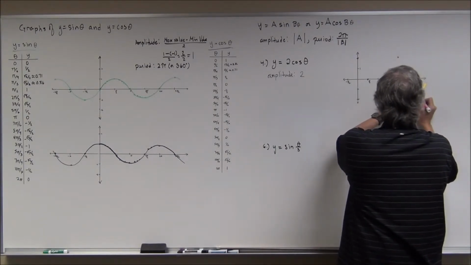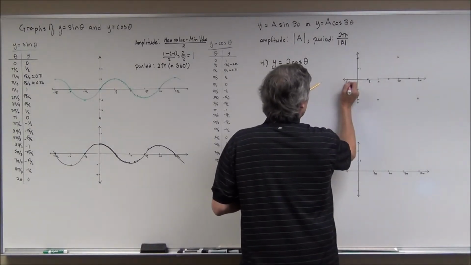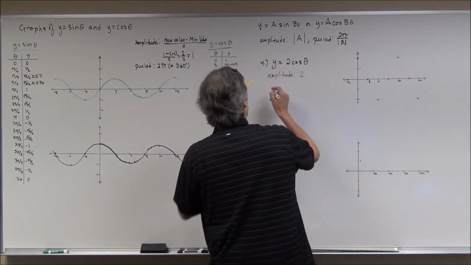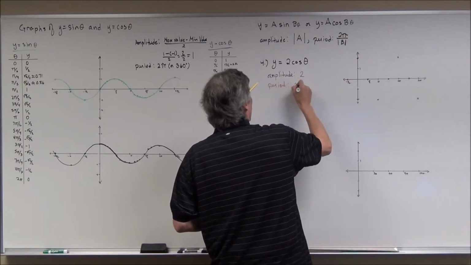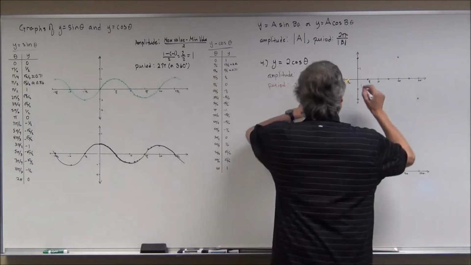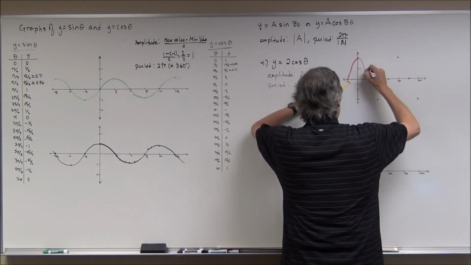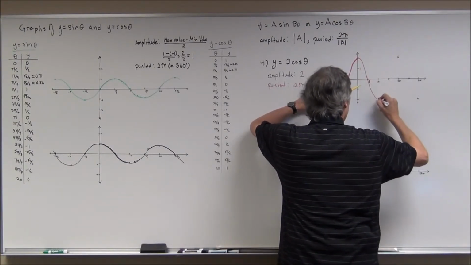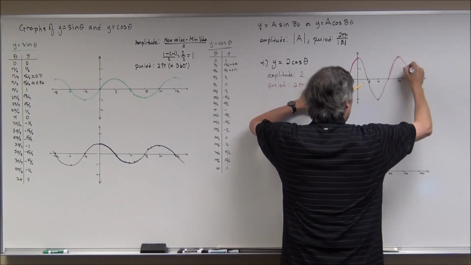Now, if you don't get the pattern right, you're going to mess up the whole graph. So be very careful making sure of your pattern, making sure of your amplitude, and of course here they also wanted the period. The period is 2 pi. All right, so now my graph is going to look something like this. Whoops, not very good.